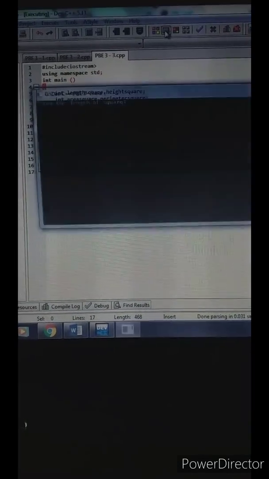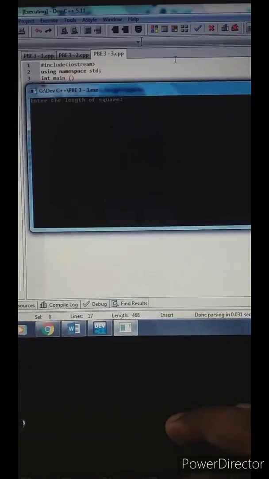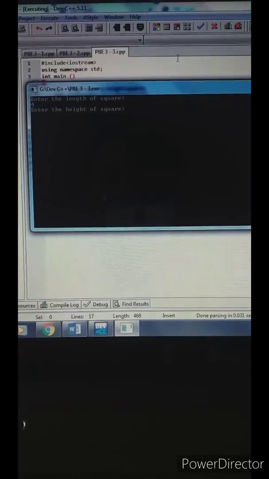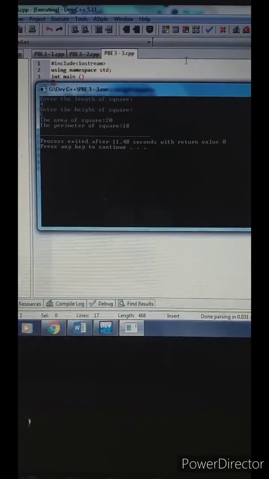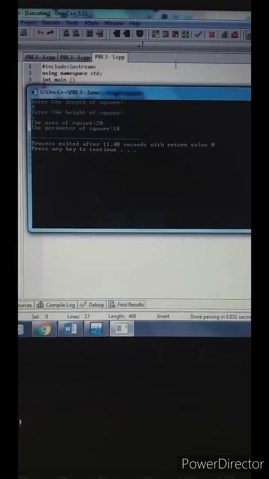So if we run, we have to enter the length of the square. I put the length of the square as 4, and then the height of the square I put as 5. So the output will be: the area of square is 20 and the perimeter of the square is 18.